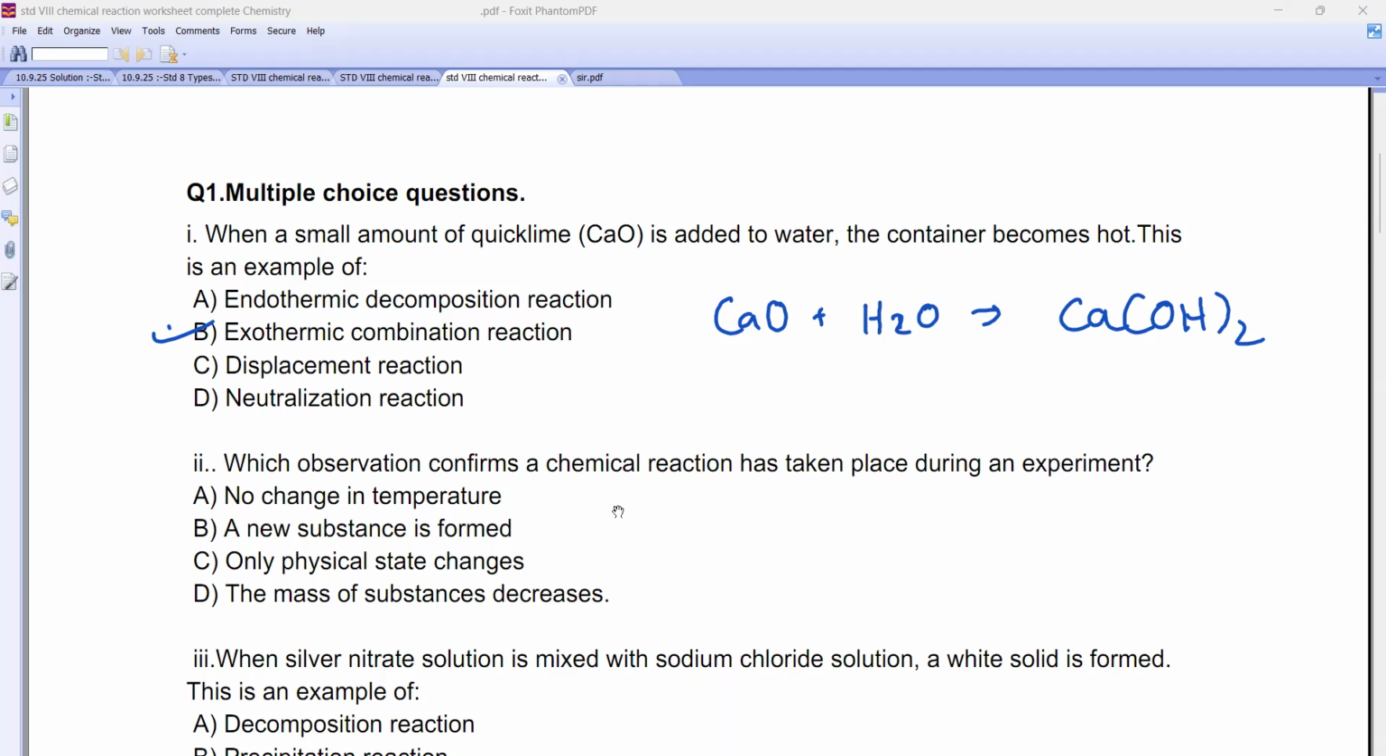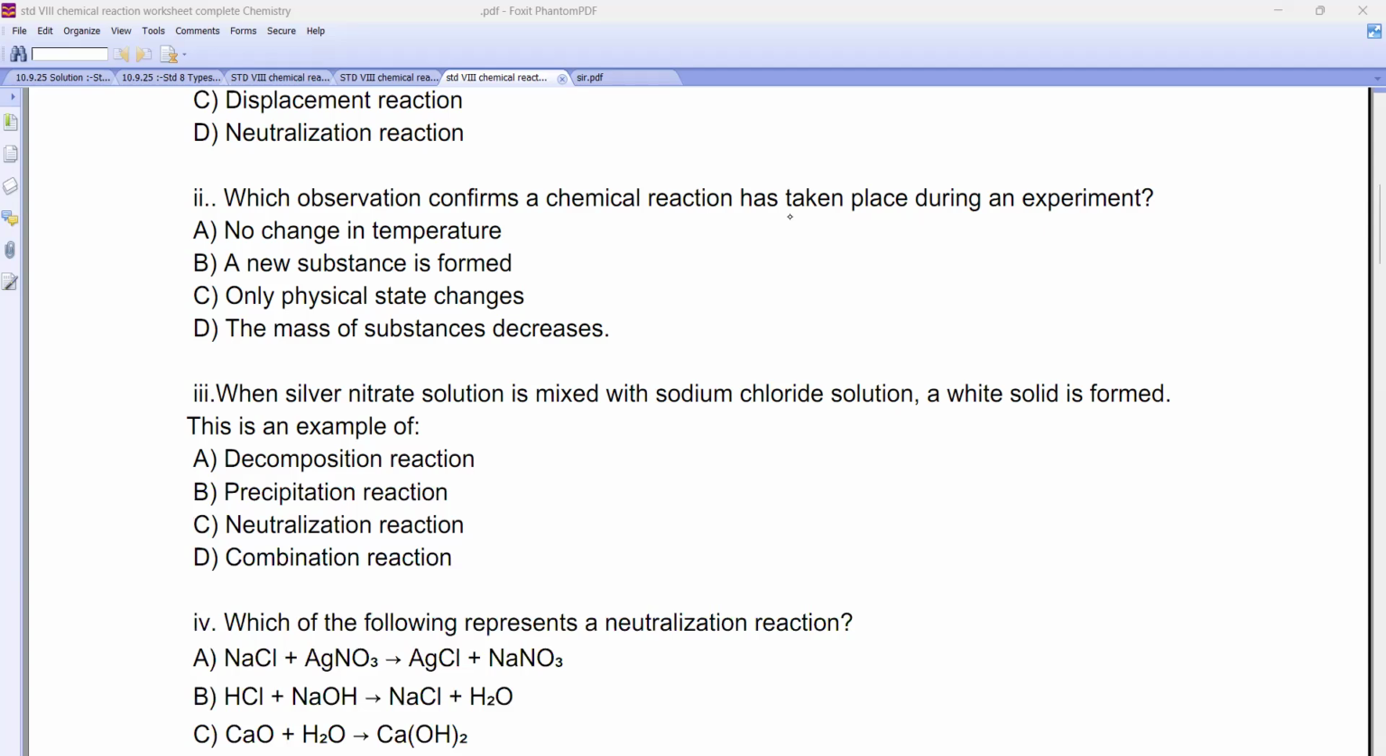Which observation confirms a chemical reaction during an experiment? So what did you say? A new substance is formed. Right now, beta? When silver nitrate is added to sodium chloride, a white solid is formed.